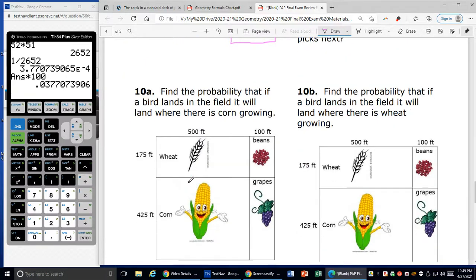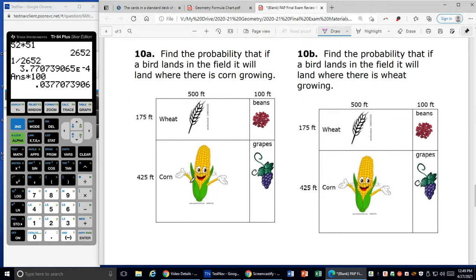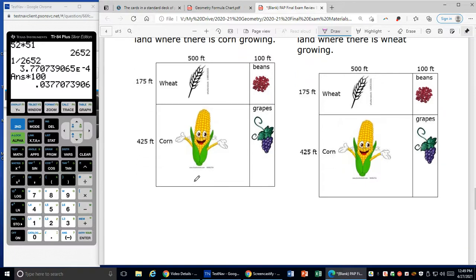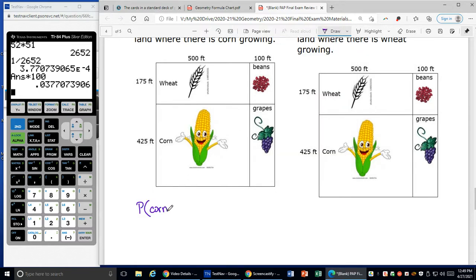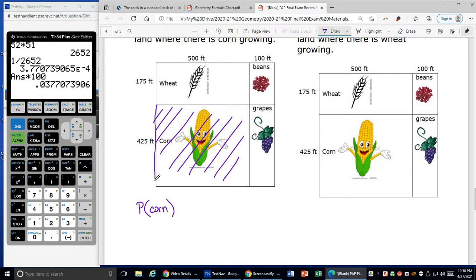Okay, let's look at 10A. Find the probability that if a bird lands in a field, it will land where there is corn growing. So I'm trying to find basically what's the probability that we're going to land in this section of this whole rectangle. So the probability that we land in corn. Okay, so what I first need to do is figure out what is the area of the corn. Well, the corn is a 425 section or length times a 500 width. So the area for the corn is 425 times 500.